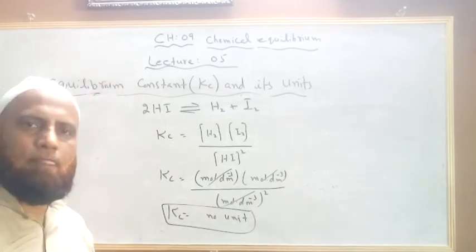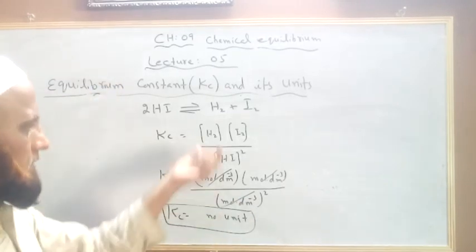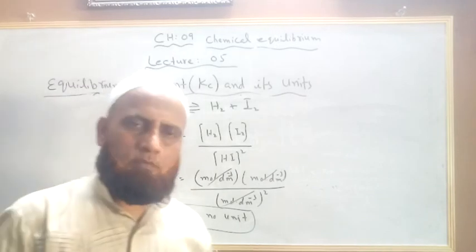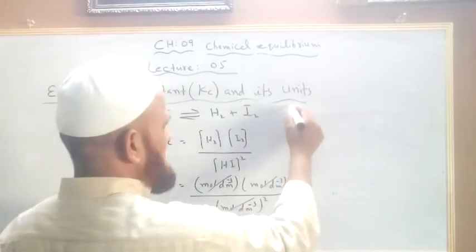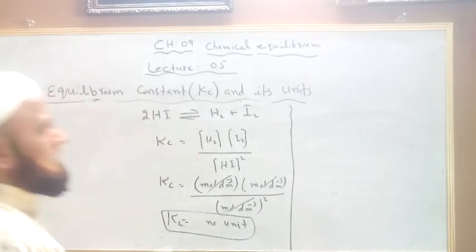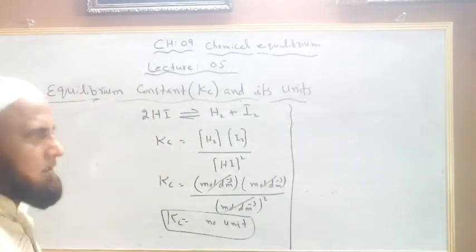Got it? So you can use the direct method, or you can suppose mole per dm cube as x. In both options you have it. But the main thing is you have to write the Kc expression.